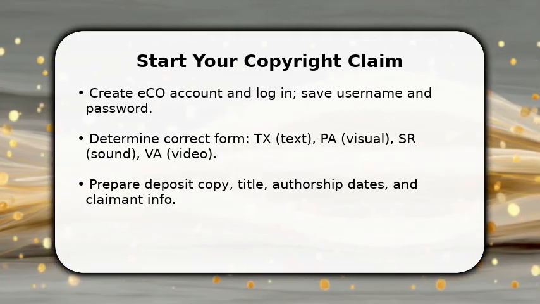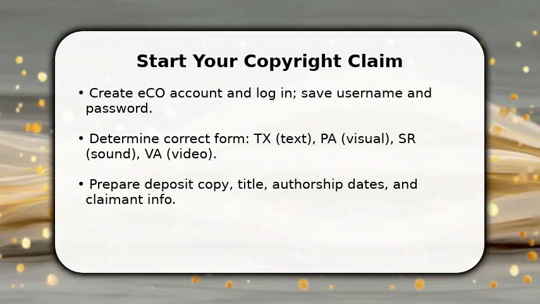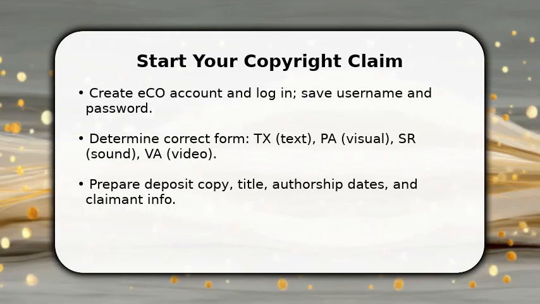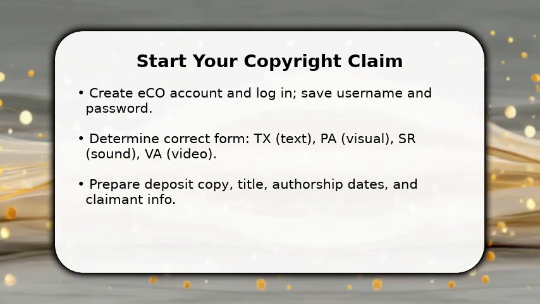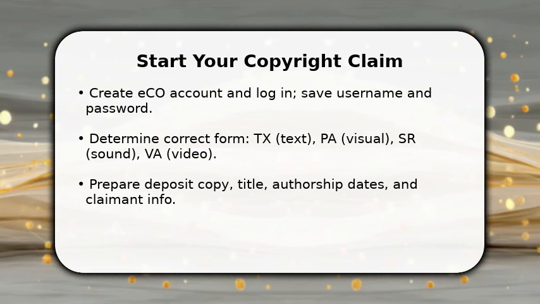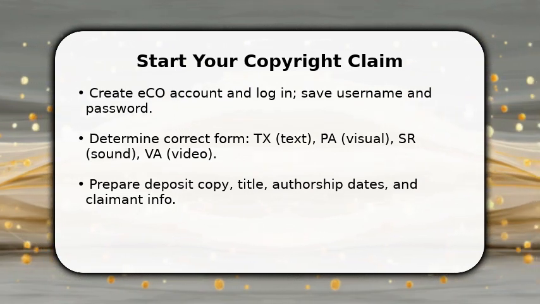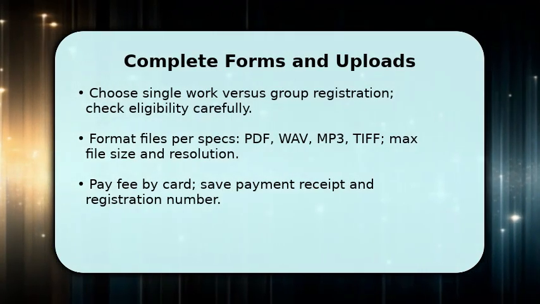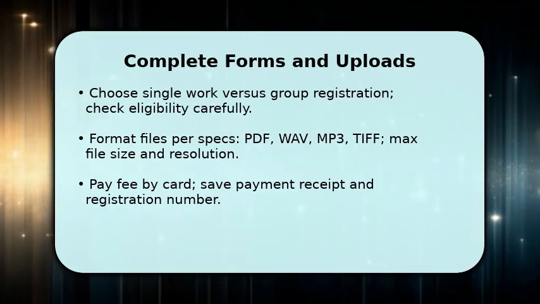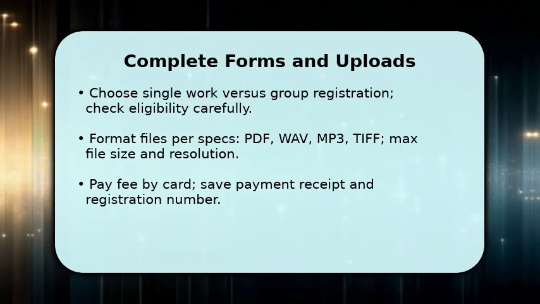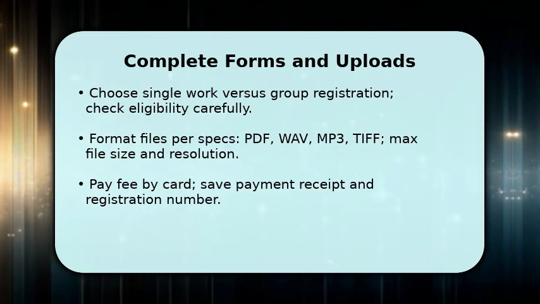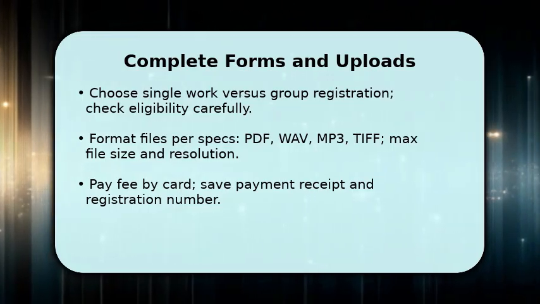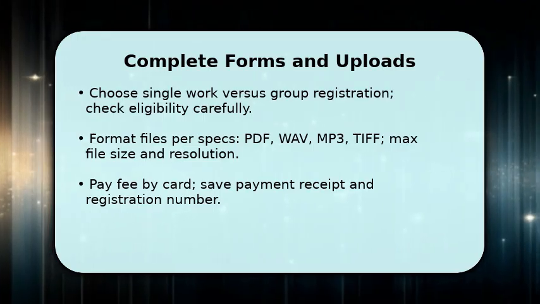Once done, prepare a clean deposit copy in the required format, and make sure claimant name and contact details match any contracts or registrations you will later upload. Continue by completing detailed sections: authorship, claimant, rights transferred, and publication details. If you have multiple similar works, evaluate group registration rules to save fees. If not eligible, file individually.